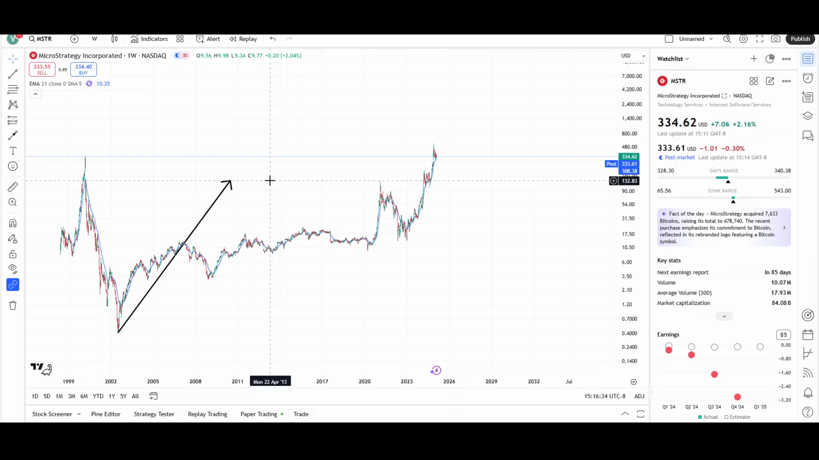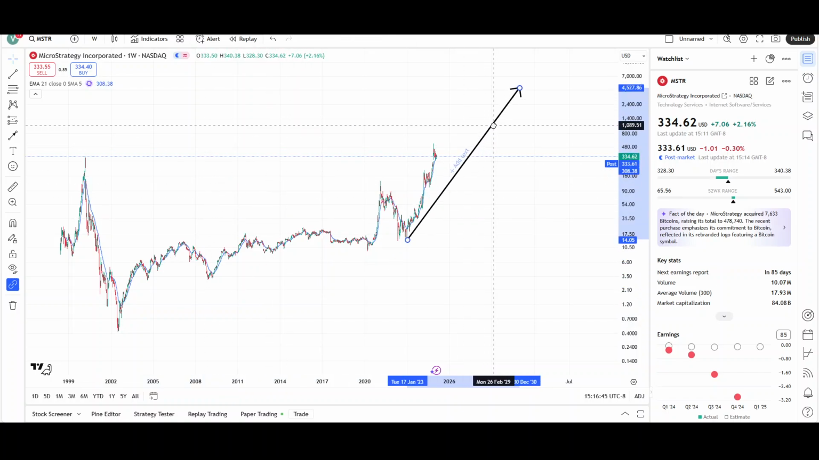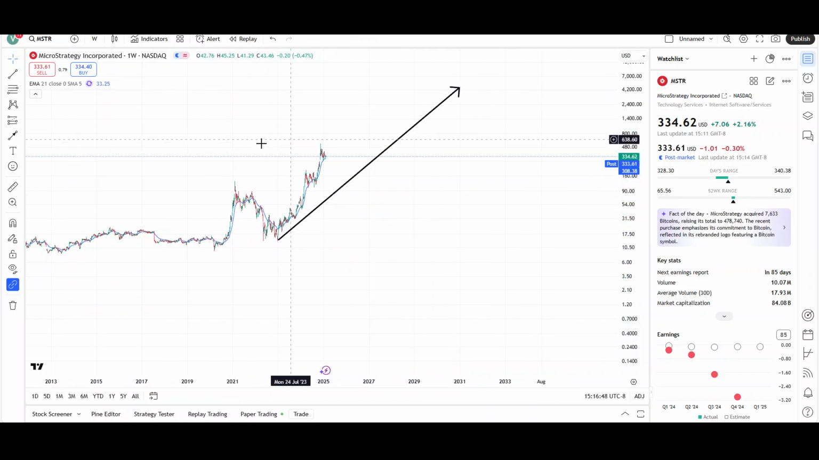So just holding your money in Bitcoin, or MicroStrategy just holding Bitcoin, should give them a higher valuation in the market. And again, long-term target of about $4,000. So again, I wouldn't be shocked to see that.